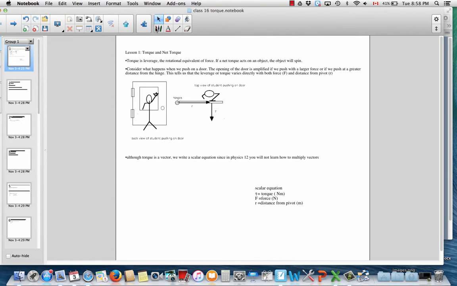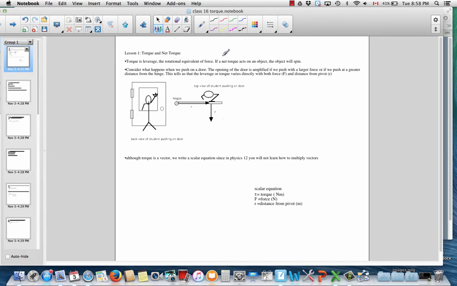Okay, our next lesson is on the concept of torque and rotational equilibrium. Now, torque is the rotational equivalent of force, and if you have a torque on an object, then it will spin. Let's consider just pushing on a door. We apply a force on the door a certain distance away from the hinges, and that creates torque.